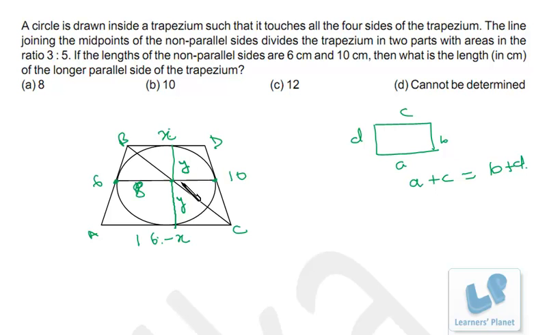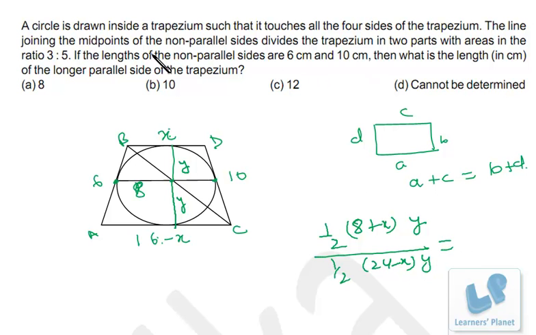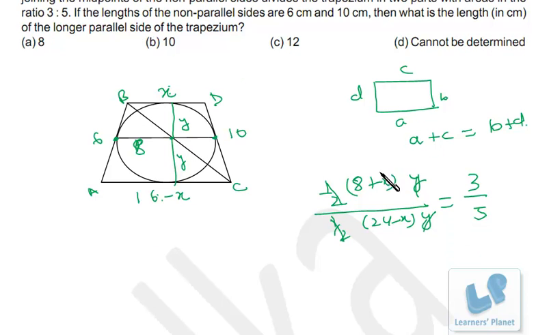Now what is the formula for the area of a trapezium? That is half the sum of parallel sides into the distance between them. That means if we talk about the area of this, it will be half of (8 plus x) into y. The sum of parallel sides for the other part is 8 plus 16 minus x, that is half of (24 minus x) into y, and the ratio is given as 3/5. Now simply you can solve it.